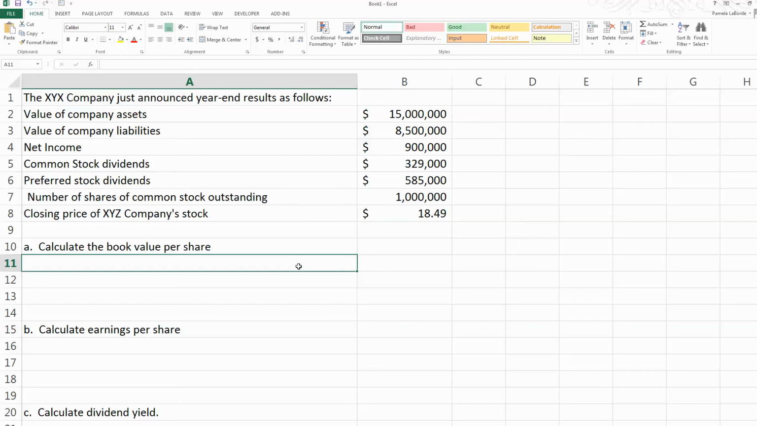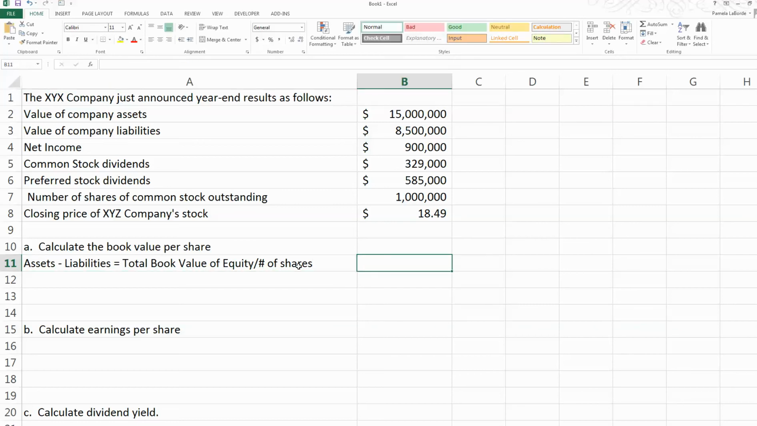To calculate the book value per share, you would take the assets, subtract the liabilities, and that will give you the total book value of equity. If you take that amount and you divide by the number of shares of common stock, that will give you your book value per share.